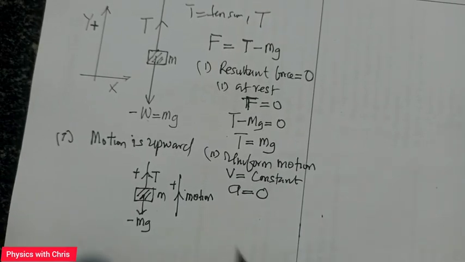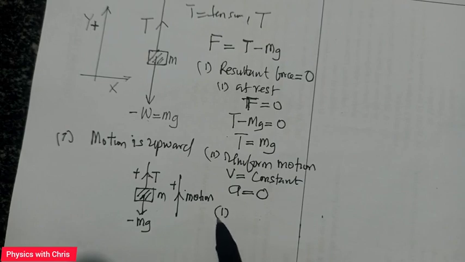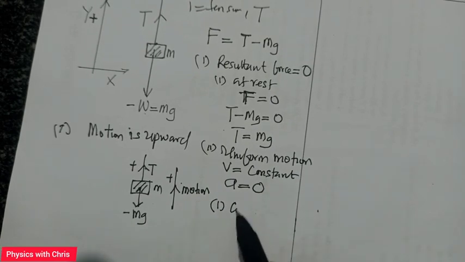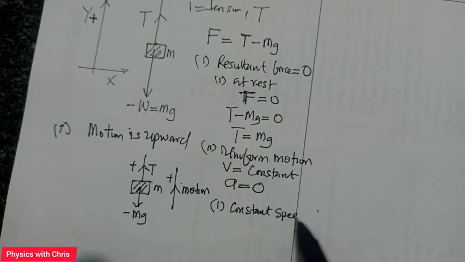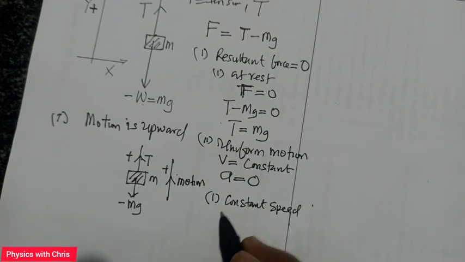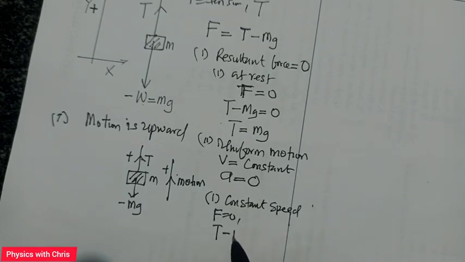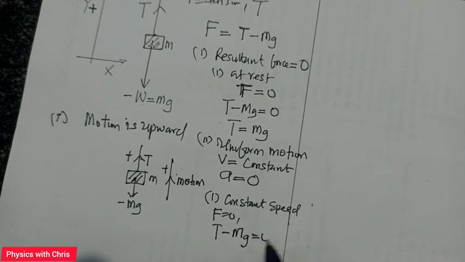Now, it's also possible that, number one, the body is moving with a constant speed upward. When the body moves with a constant speed or constant velocity upward, it means that the resultant force again is 0, and the difference between the two forces, T and mg, is equal to 0, and T equals mg.